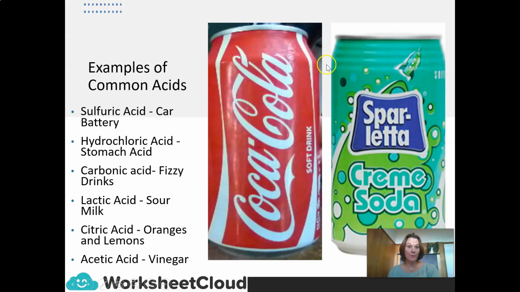Examples of everyday common acids that we use in our homes would be sulfuric acid. We use it in our car batteries. Hydrochloric acid, we all have it in our stomach. Carbonic acid is found in these lovely fizzy cold drinks over here. Lactic acid, we find it in sour milk. Citric acid in oranges and lemons, as well as acetic acid, which is the vinegar you have on your fish and chips.